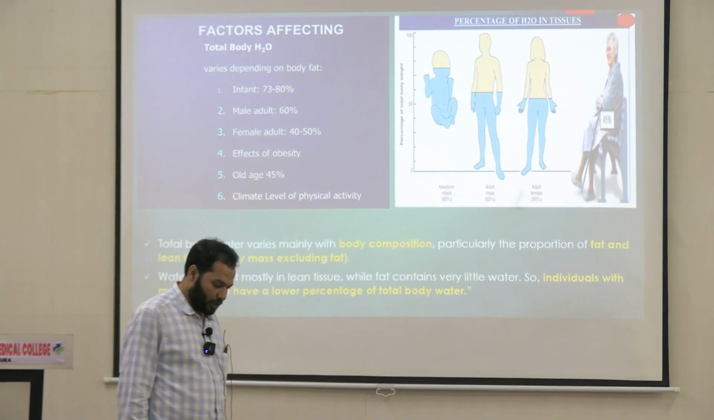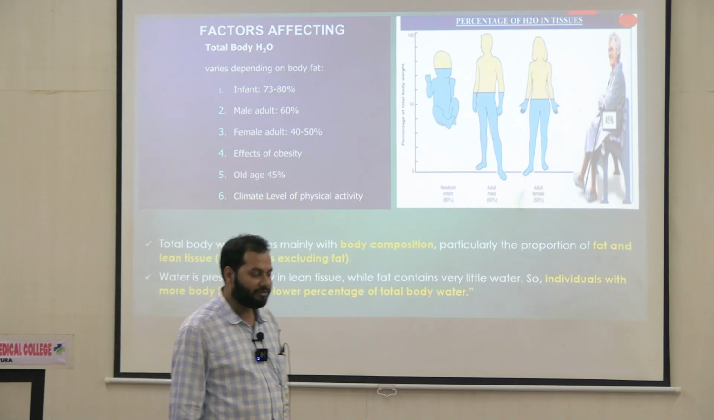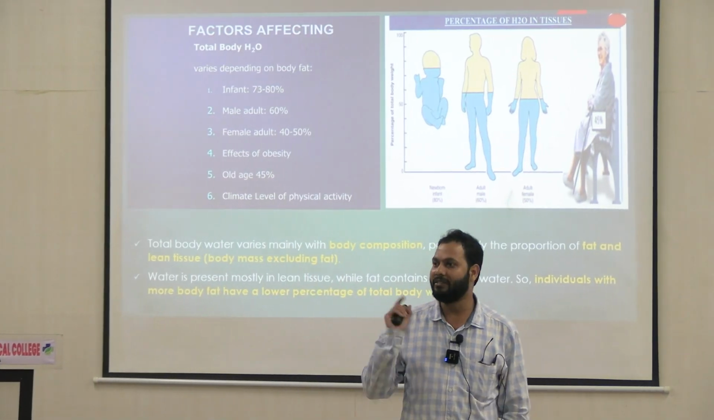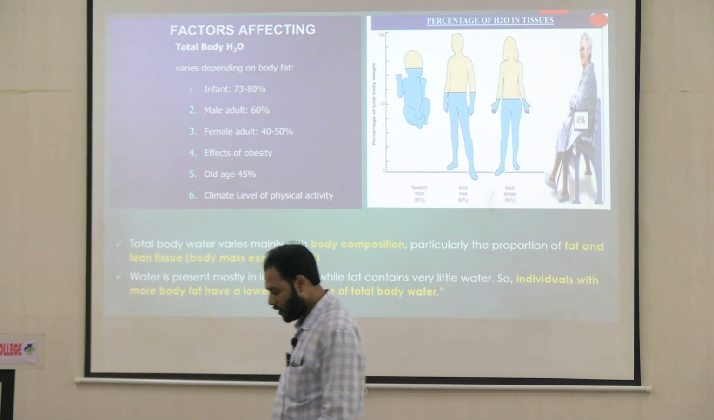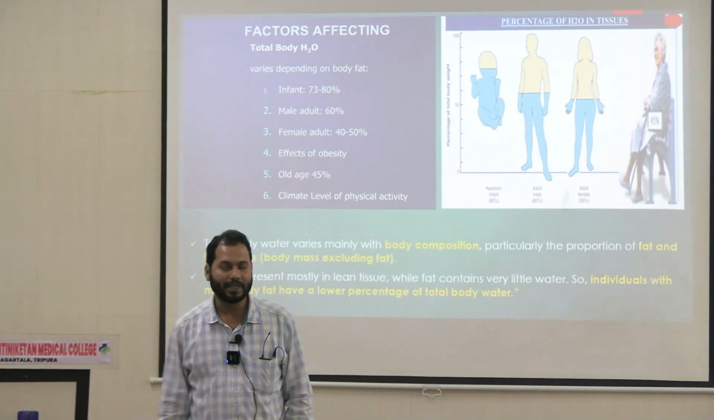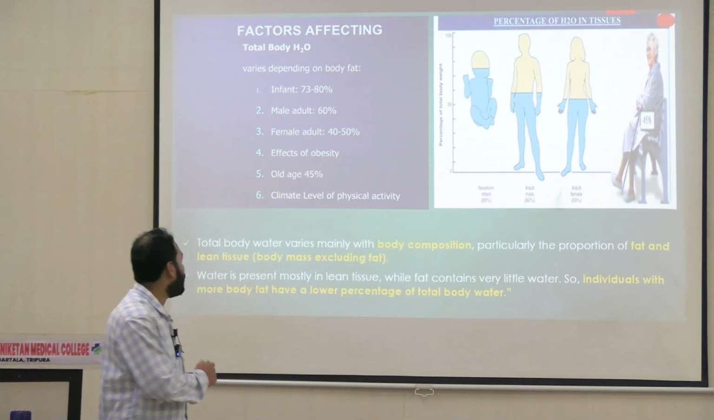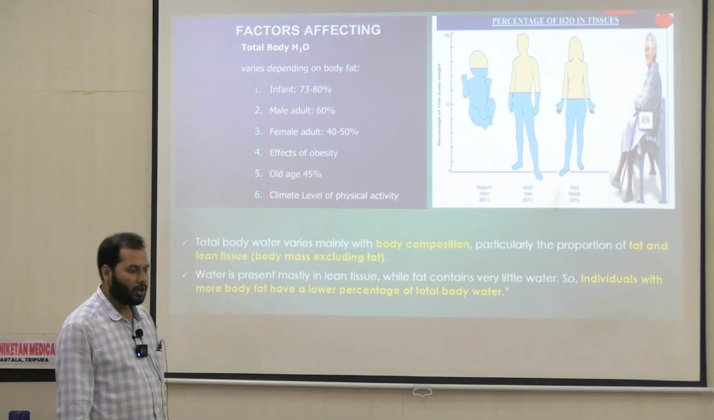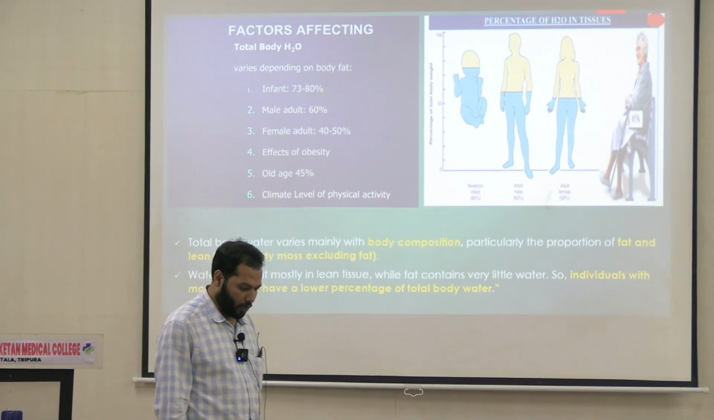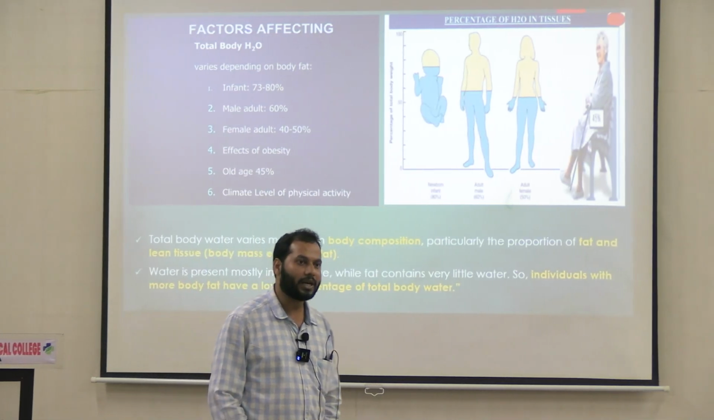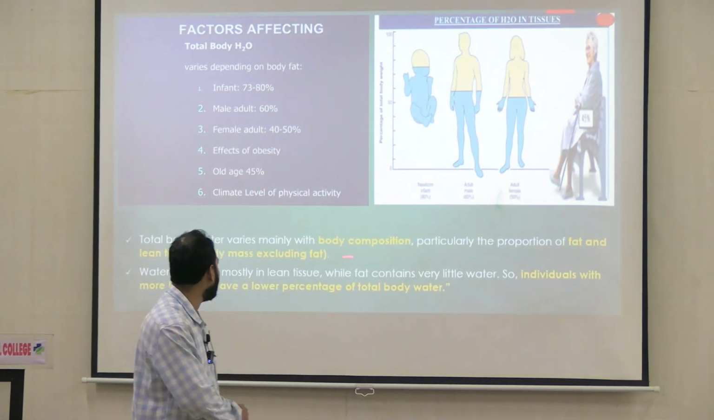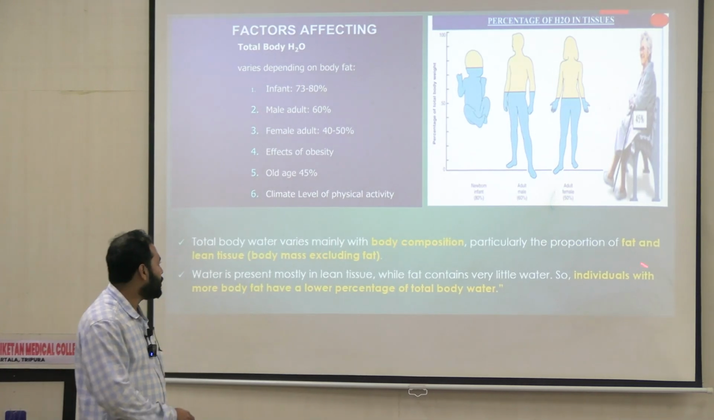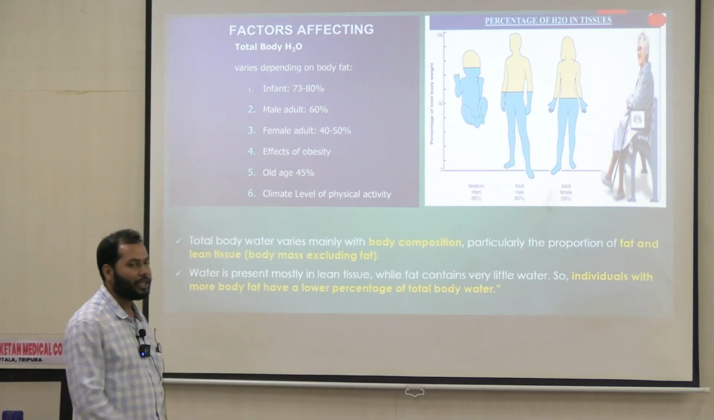Now, if you see the distribution pattern in different groups of people, you will see a sharp difference here. So what are the most important factors that affect the total body water? The most important factor is age. Not only age, there is another important condition that affects total body water, which is the body composition, right? Mainly the ratio of fat and lean tissue.